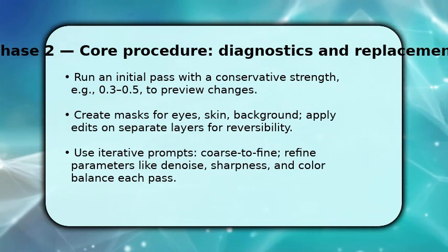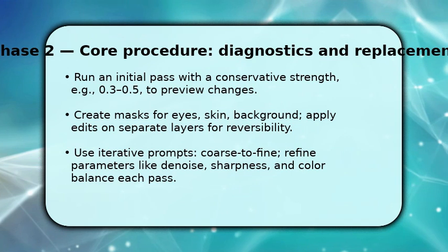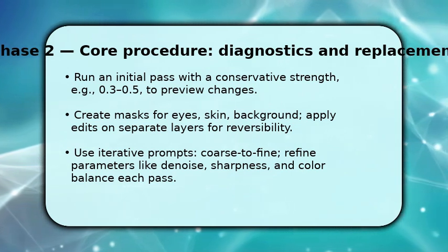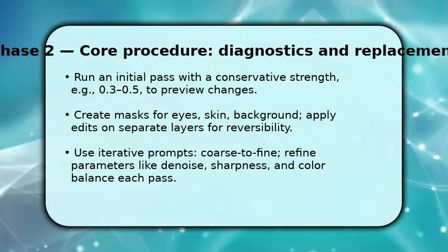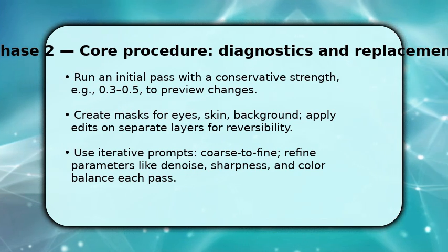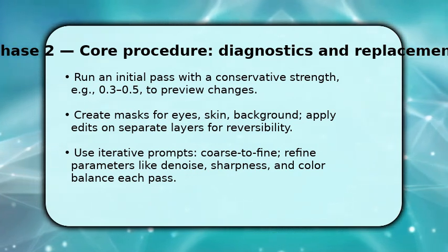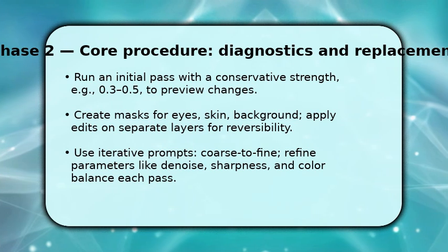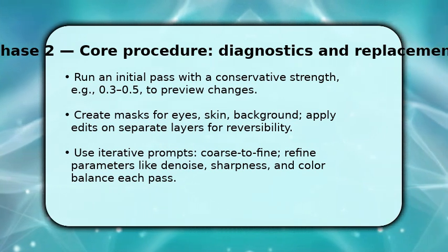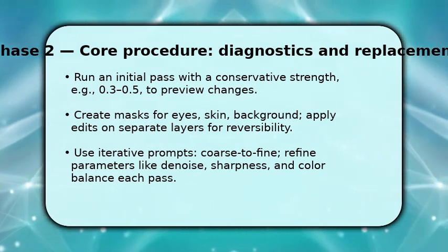After that, iterate from coarse to fine. Reduce denoise while increasing local sharpness, nudge color balance toward your target, and rerun small prompt adjustments. This stepwise approach preserves texture and prevents overprocessing, which is why incremental changes win over one big edit.